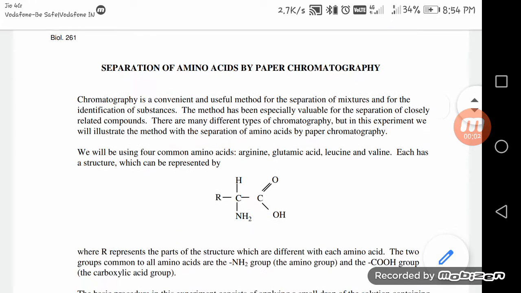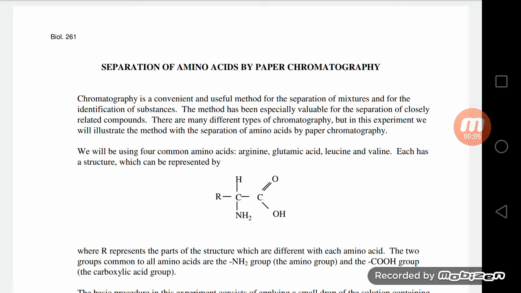Namaste. Today we will study the separation of amino acids by paper chromatography. Chromatography is a convenient and useful method for the separation of mixtures and for the identification of substances. The method has been especially valuable for the separation of closely related compounds.